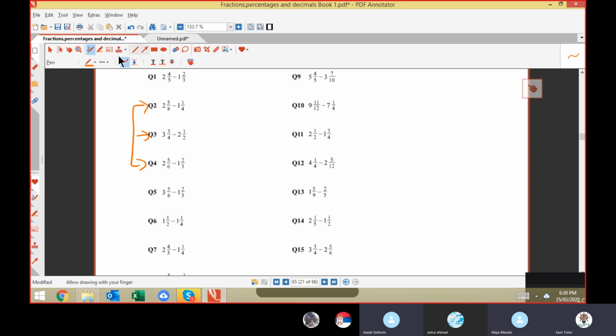Let's do question 2. 2 times 8 is 16, 16 plus 5. Well, actually, what are our answers? We can just check it like that. I got 44 over 32. Anybody agree or disagree? Agree? Nice. Done.